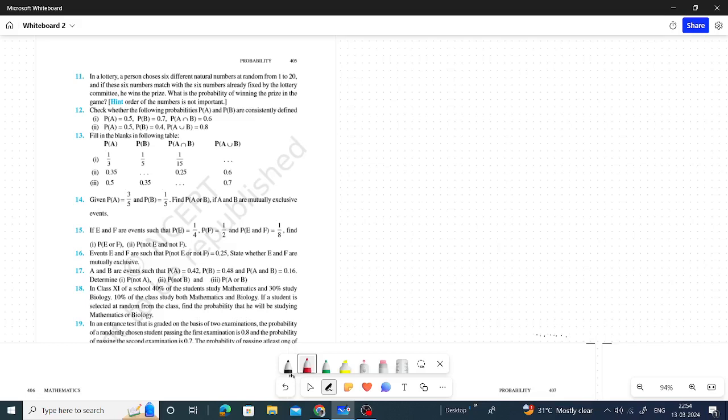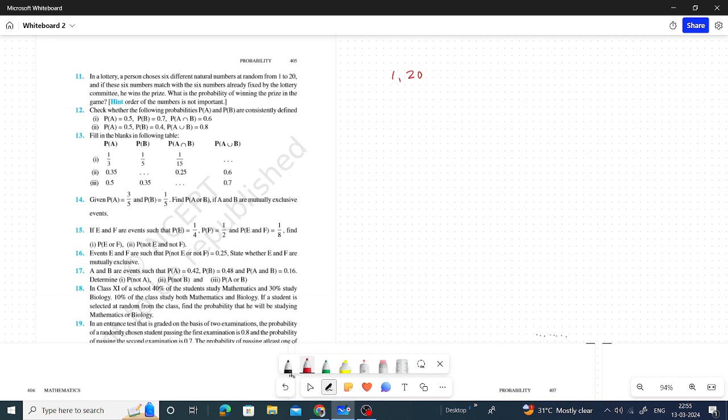Now question number 11. In a lottery, a person chooses 6 different natural numbers at random from 1 to 20. There are numbers from 1 to 20, and 6 numbers are to be chosen. If these 6 numbers match the 6 numbers already fixed by the lottery committee, he wins the prize. What is the probability of winning the prize in the game?